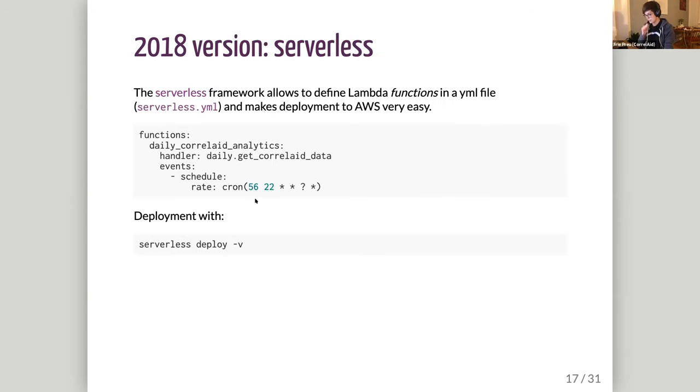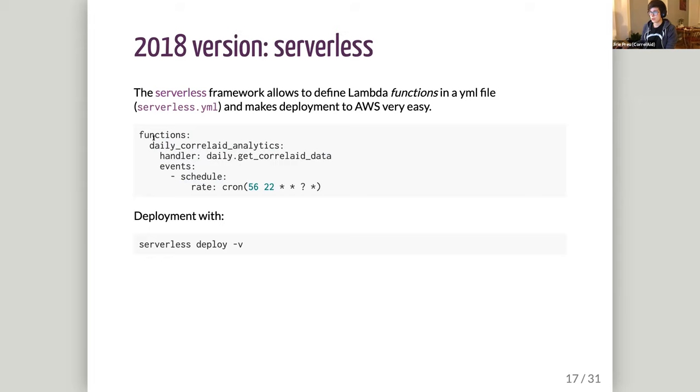And what is serverless? Serverless allows you to define those Lambda functions in a YAML file and makes deployment to AWS very easy. YAML, yet another new thing maybe for some of you. YAML is a file format, most comparable to JSON. You write data or statements in a certain way, so you have this indentation. It's a bit messy to work with, but it's something that is used quite a lot nowadays.